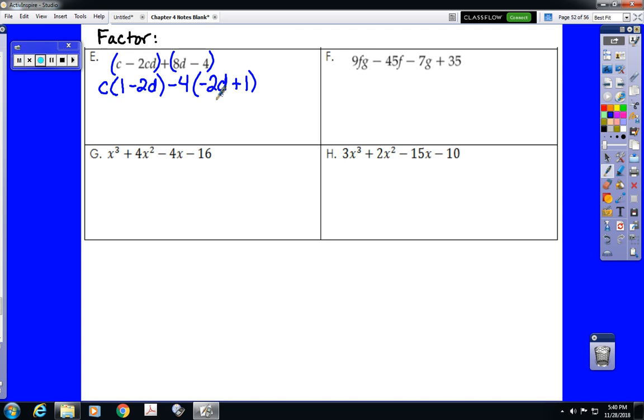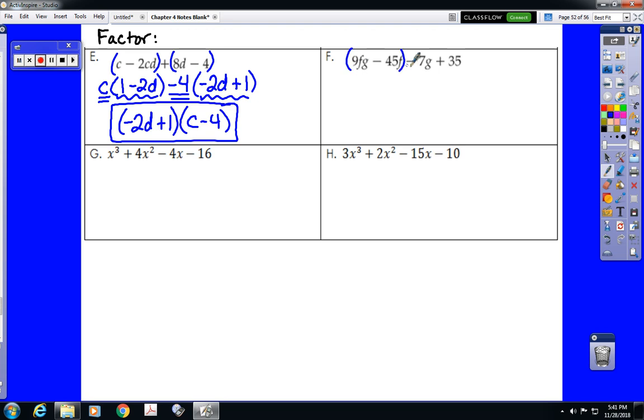So these are the same now. So we factor that out. Again, we're going to use the version that has it written in descending order, which would be negative 2d plus 1. But if you used 1 minus 2d, it wouldn't really matter. It would still be the same thing. Our other binomial would be c minus 4. Again, if you're ever unsure about your answer, you can always multiply this back out using the FOIL method or the box method, and the end result should be what you started with.